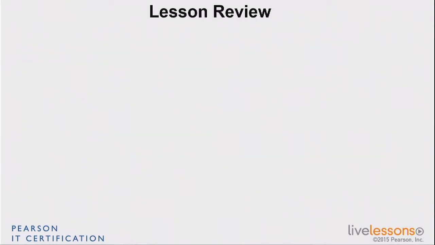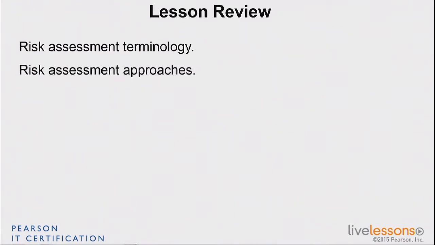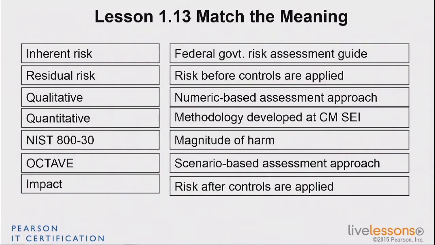So let's take a quick look back at what we've been talking about. We started with our risk assessment terminology. We looked at our risk assessment approaches: qualitative, quantitative, and hybrid. We looked at risk assessment methodologies, so we looked at the NIST methodology, we looked at FRAP, we looked at OCTAVE, and we looked at the ISO 27005. And that brings us right into a match the meaning.